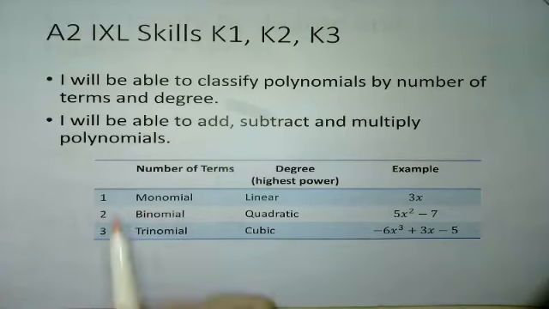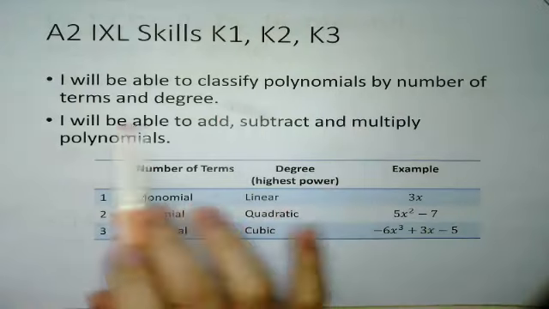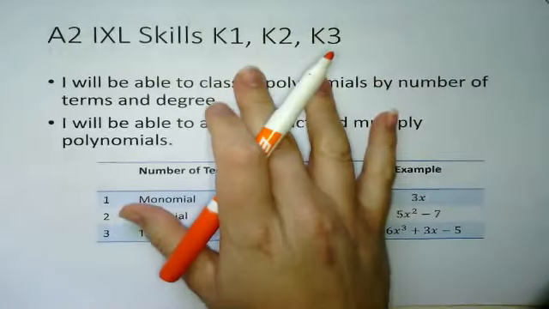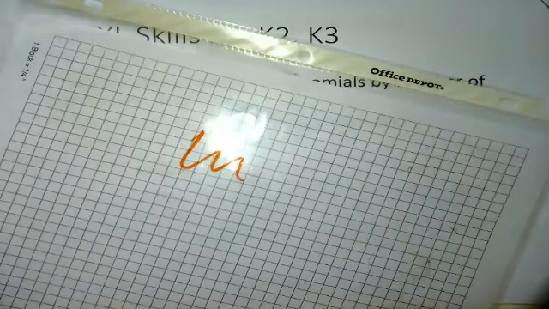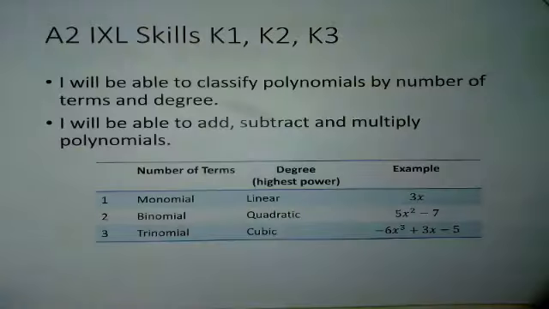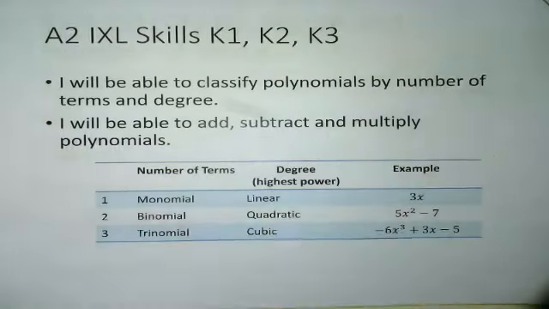So first of all, we have classifying polynomials by number of terms and degree. And so I have some vocabulary here, which I'll talk about in just a second. Also, you want to make sure that when you're doing these IXL skills that you are showing your work, whether you're using paper or creating your own little whiteboard where you can write down the problems and do the work and then erase it. You can't do this stuff in your head. You have to write stuff down. So whether it's on paper or your own little whiteboard, it's your choice.